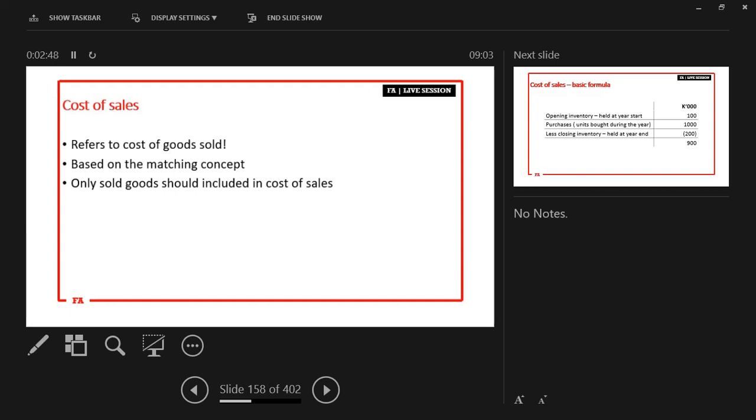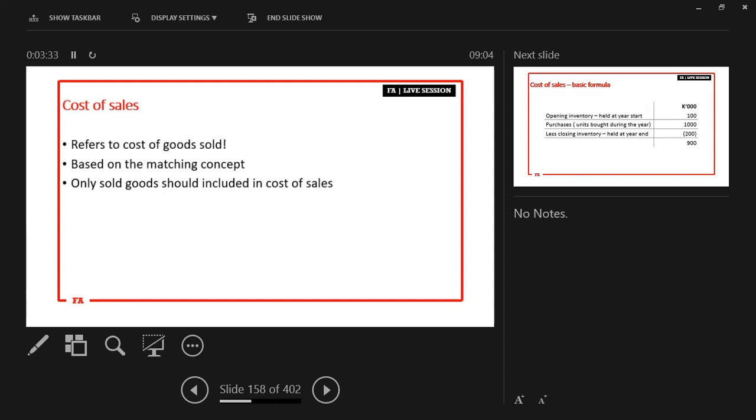Now, in cost of sales, we have got the matching concept which states that we should match expenses and income to the correct accounting period. Do you know what that means in terms of inventory? It means that the number of units sold should be equal to the number of units expensed. That's the reason why the last point says that only goods sold should be included in cost of sales.